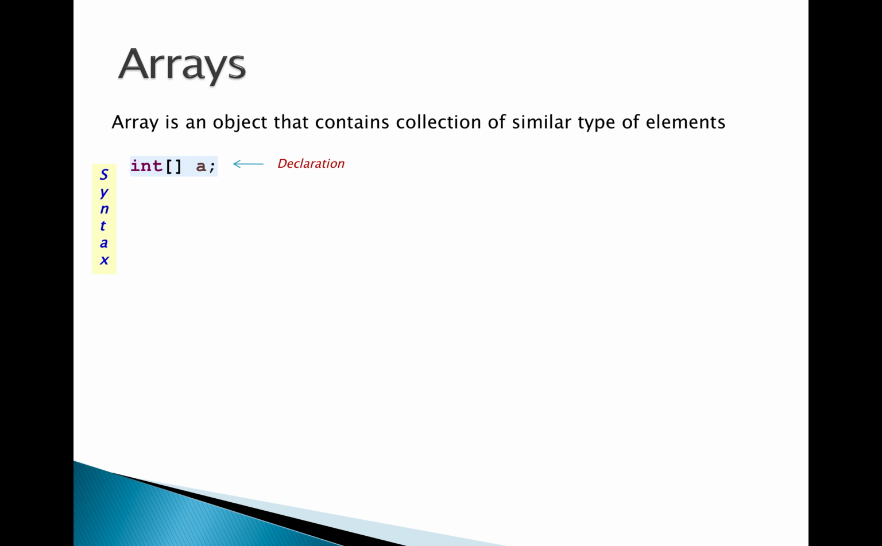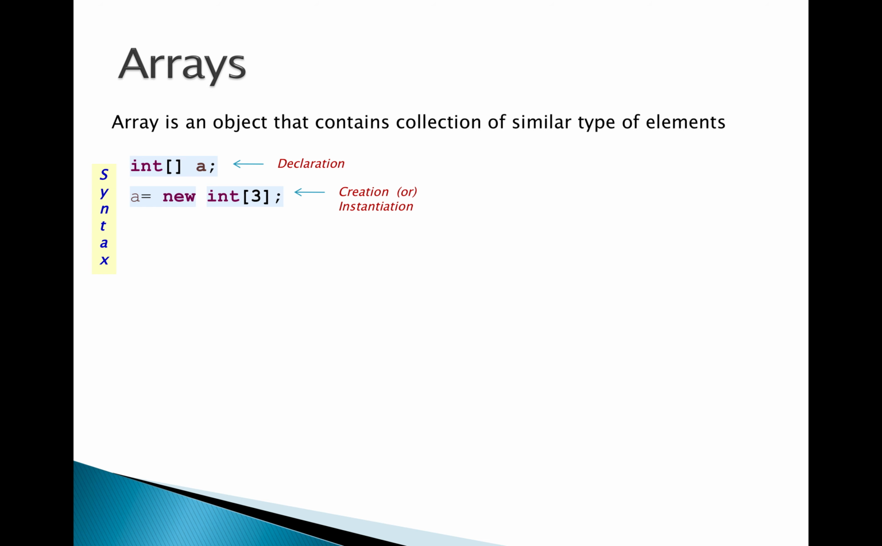So how do you create an object? Like Person p = new Person(). Similarly, arrays are created like objects, but there is a difference: instead of parentheses after new, here it will be square brackets. So here we say a = new int[3]. This is the creation or instantiation of the array.